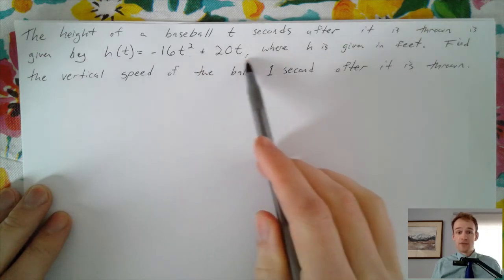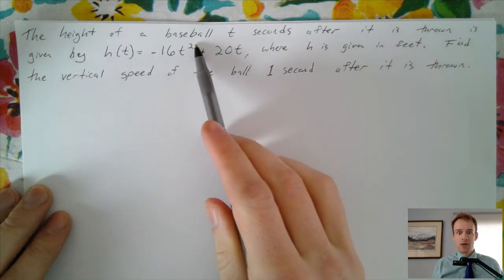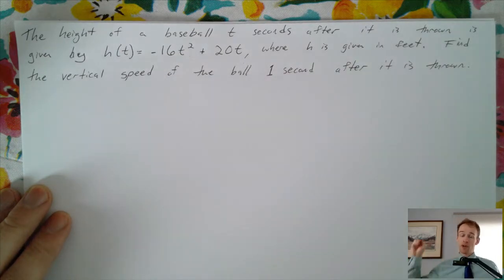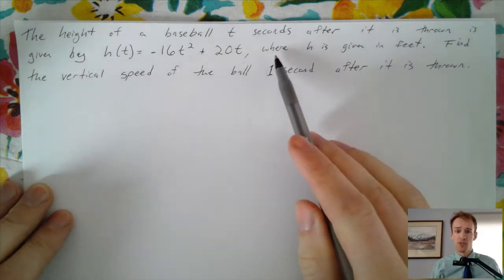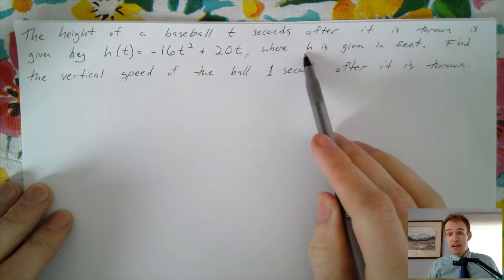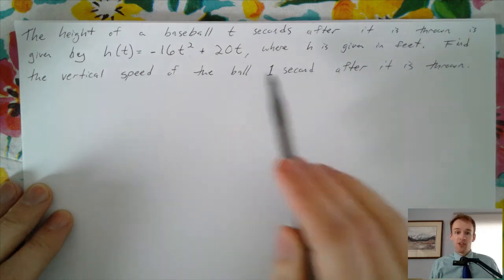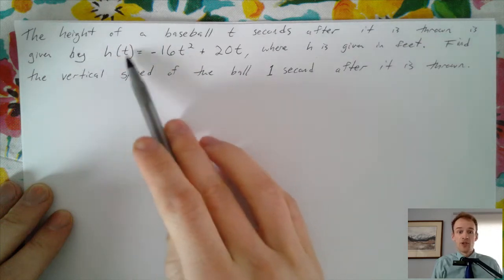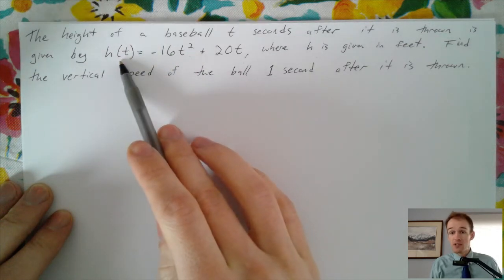Here's the equation, okay? It's a quadratic, a parabola that faces downward. Yes, projectile motion can be modeled with parabolas, and in fact, it almost always is. Where h, the height, is given in feet. So I plug in t amount of seconds, and this function will tell me h amount of feet, how high the ball is, right?